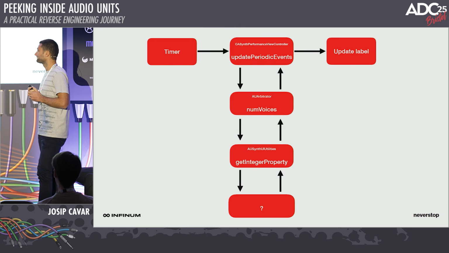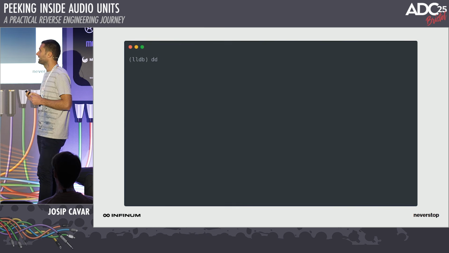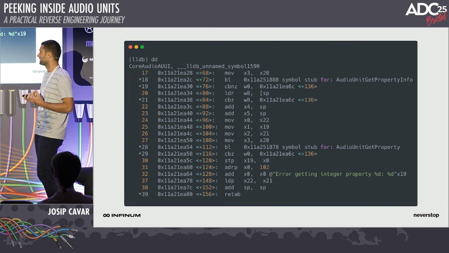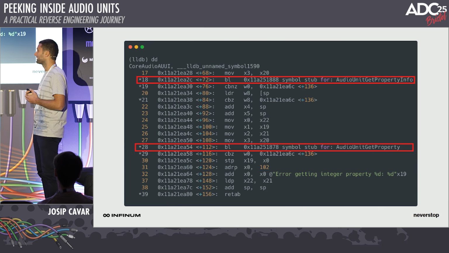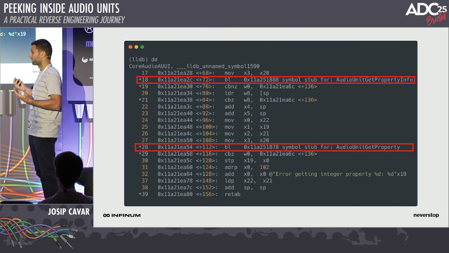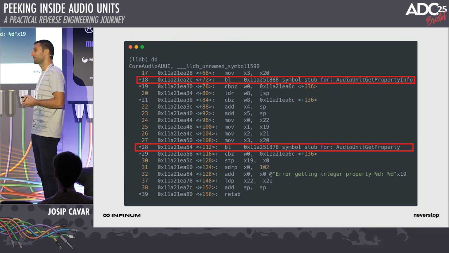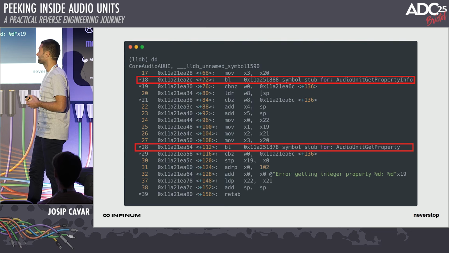We have this now. Let's find out what get integer property for AU does. By disassembling it, what we get is, again, some assembly, and we also, again, get some branching instructions, but this time they are different. So they jump to another framework in this case, and call AudioUnit get property and AudioUnit get property info. And these are actually public functions.